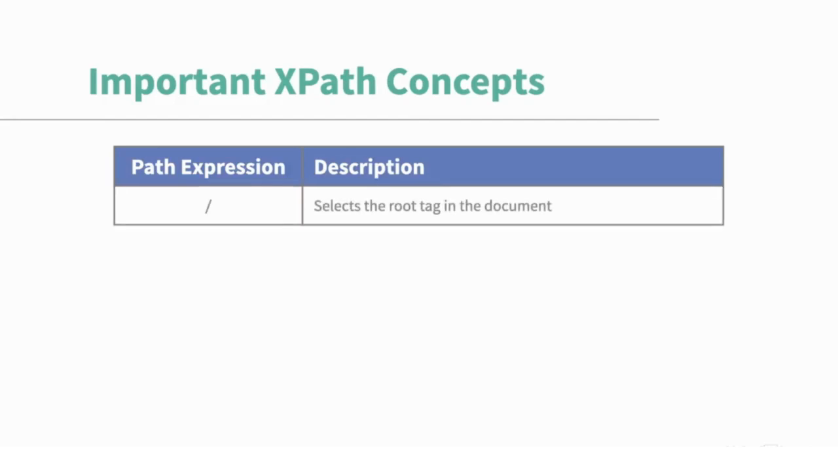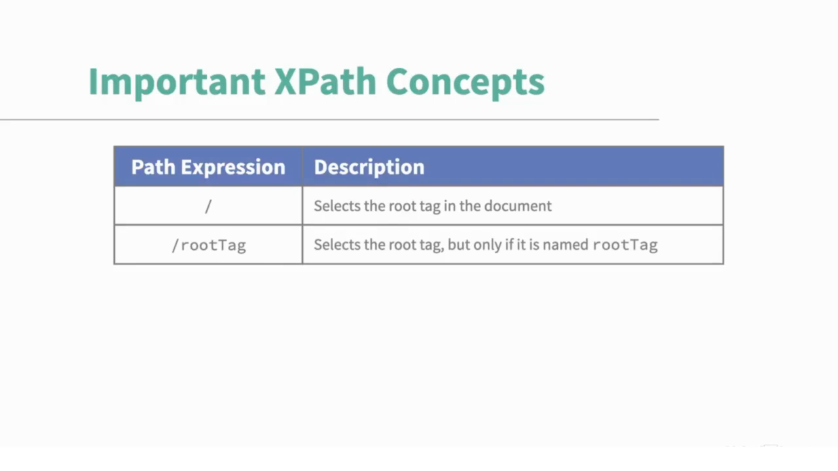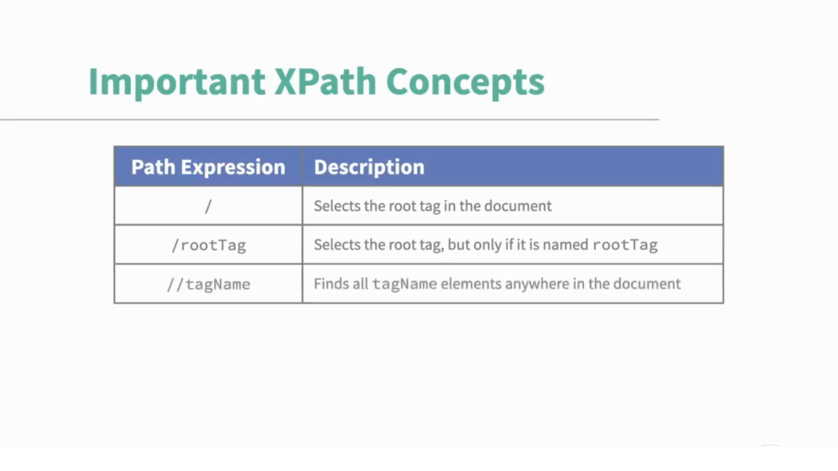The first is the slash character, and that path expression simply says, select the root tag in the document, whatever it is. The next example, where it says slash root tag, also selects the root tag, but only if it happens to be named, in this example, root tag, but it can be whatever name you want. The next example with 2 forward slashes means select all the elements named tag name, regardless of where they are found in the document. So I don't have to specify the exact path to it. It just means, search the document, and if I had tag name elements scattered throughout the file, this would get all of them. It's like a global search.